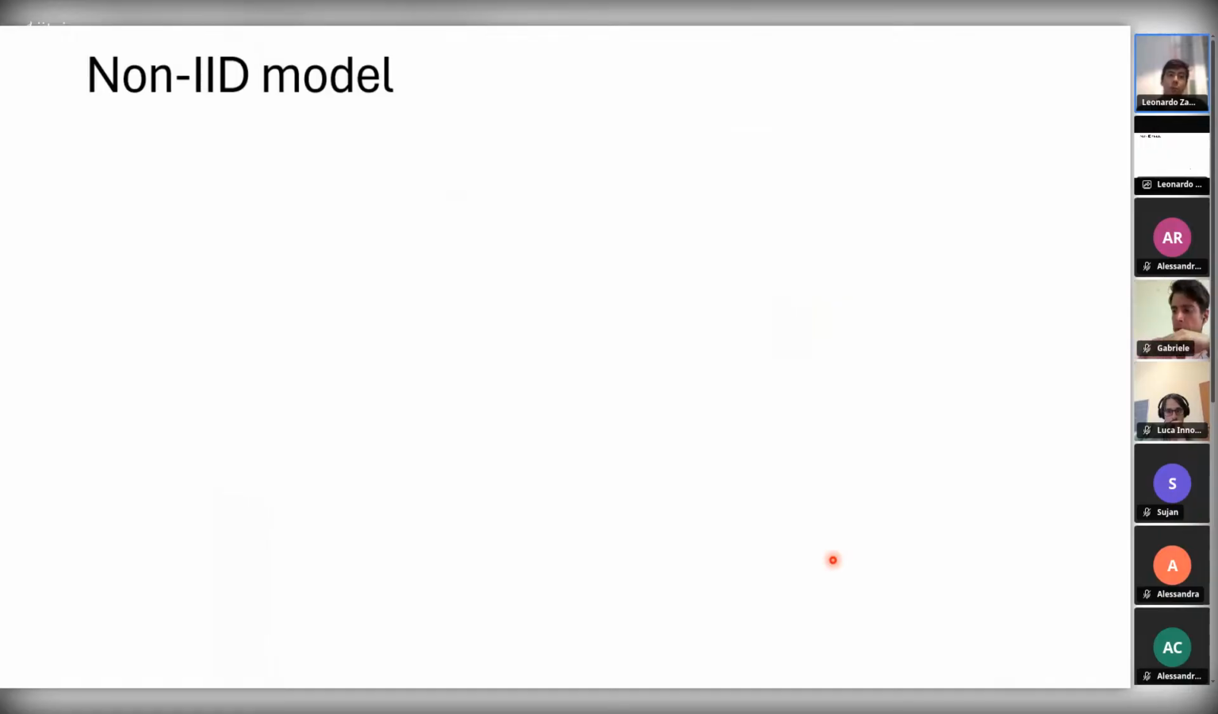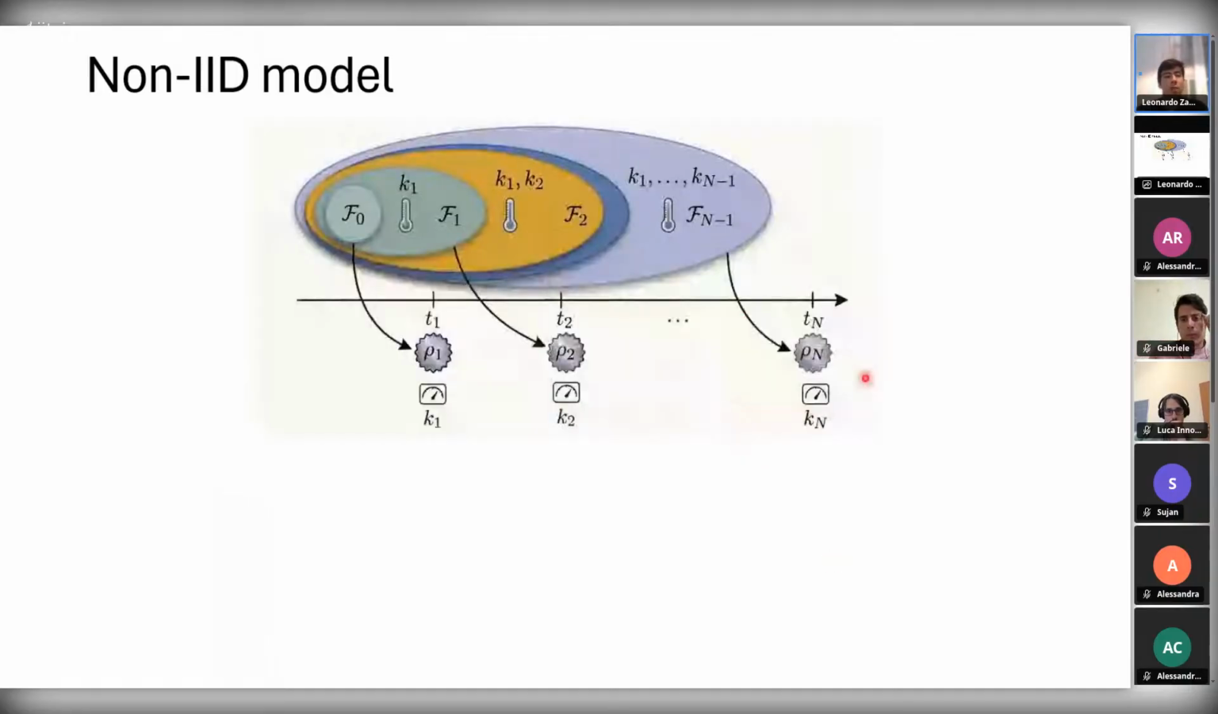Okay, so before we do calculations, we have to formalize this non-IID behavior. So we assume there is an adversary or an environment which controls the preparation of my quantum state. Since the adversary is preparing n quantum states and I measure n times, the experiment is divided into time steps from 1 to n.